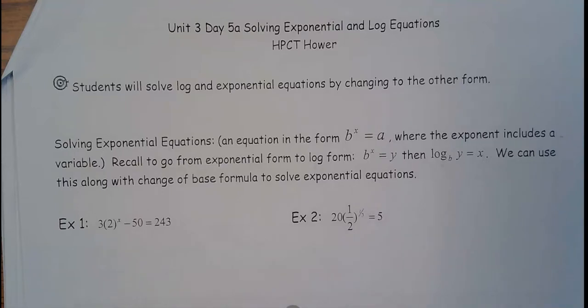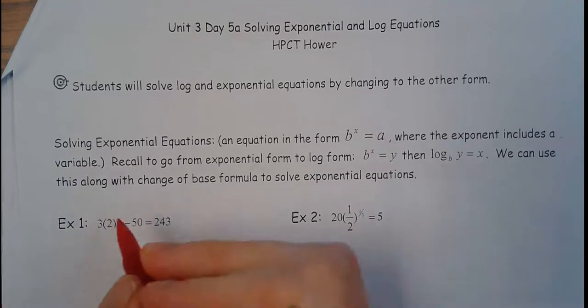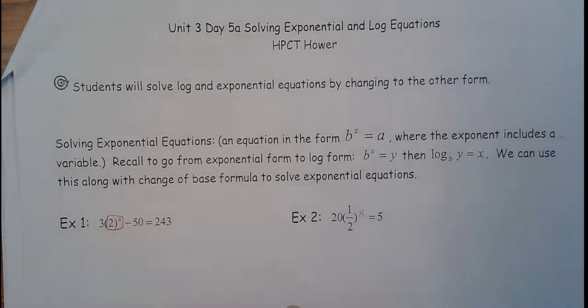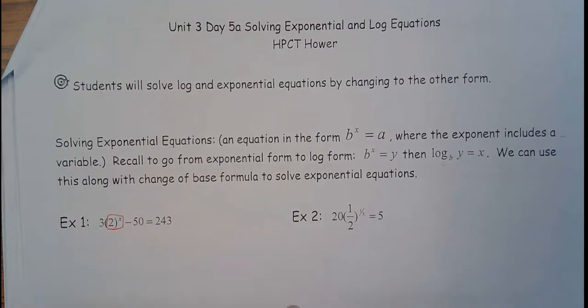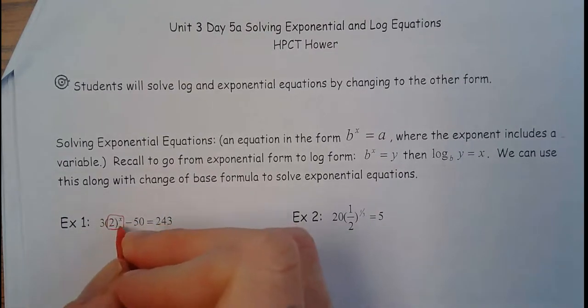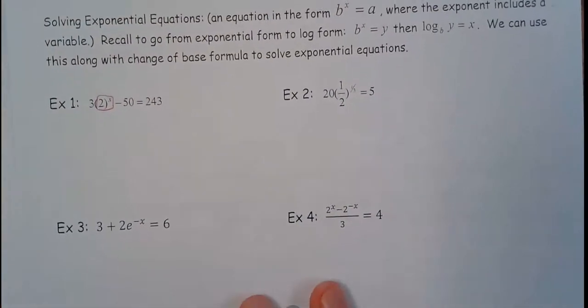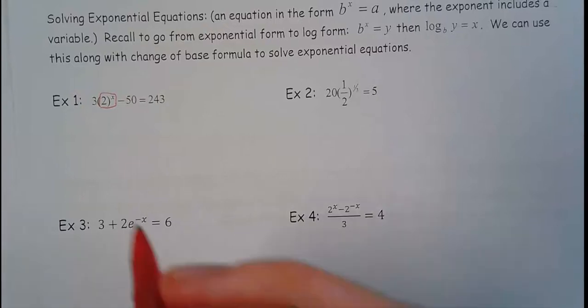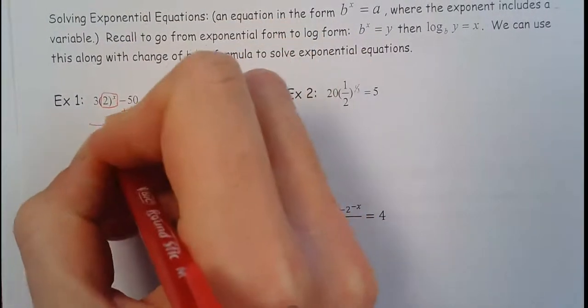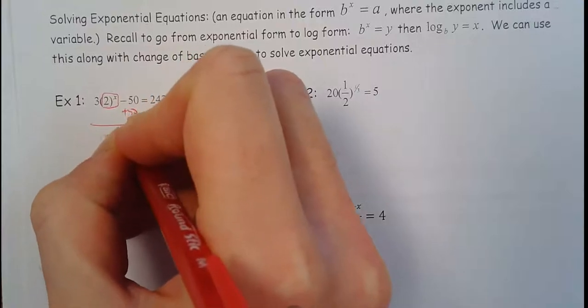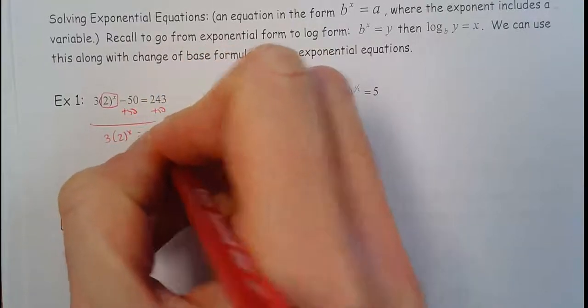Now the first one, number one, we've got an exponential right here. And the problem is I can't isolate x until I isolate 2 to the x. I have to isolate all of this, and then I can worry about getting x by itself. So we'll work on getting this part that I circled by itself first. So I'm going to add 50 over. If I add 50, I get 3 times 2 to the x equals 293.